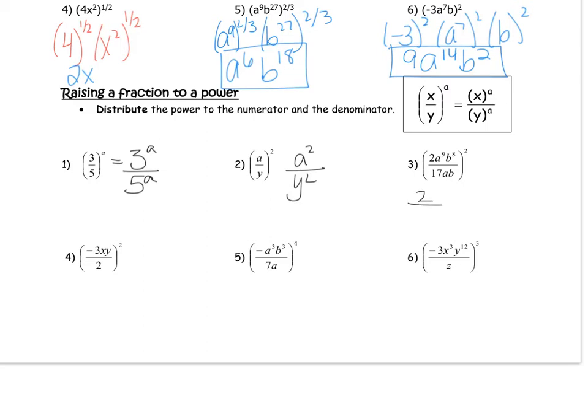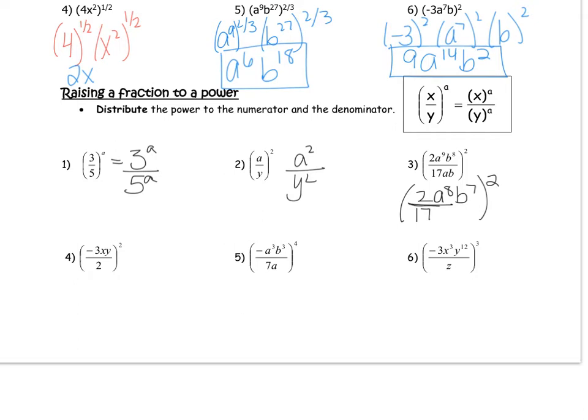So I'm going to make this 2 over 17, a to the 8th, b to the 7th, and then I'm going to square that. Now where did I get these a to the 8th and b to the 7th from? Well, I took a to the 9th, divided it by a, subtracted the exponents, and got a to the 8th. Then I did b to the 8th divided by b has a power of 1, and I subtracted the exponents and got b to the 7th.